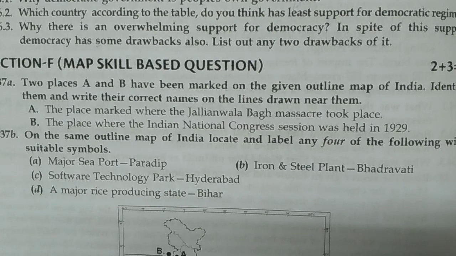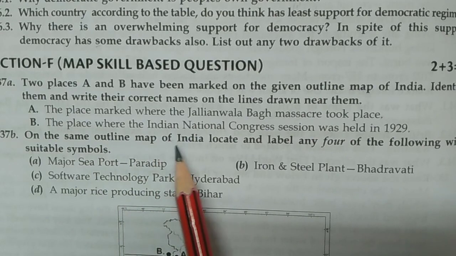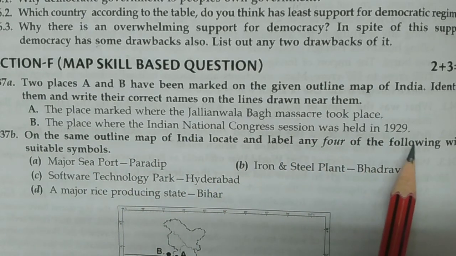So the Jallianwala Bagh massacre started from here. And B is given as the place where the Indian National Congress session was held in 1929. So this is also given here. You can see easily this place is being marked here, so you can identify your answer properly.